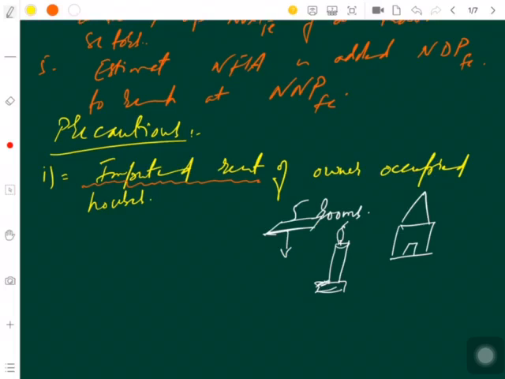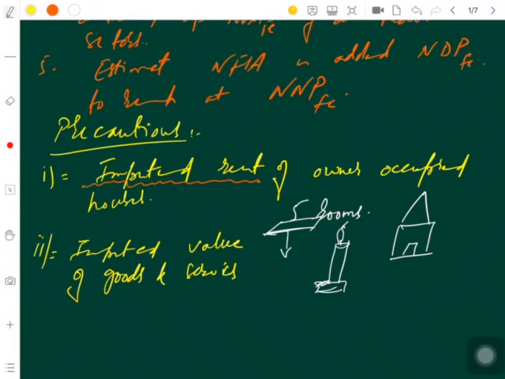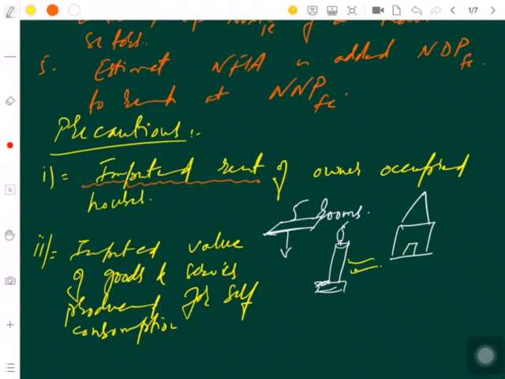The second precaution we have to take is the imputed value of goods and services produced for self-consumption. See, in this case, I am producing candles. And on a day when we have power cuts, when we don't have electricity, I am lighting a few candles from my own production, so I am using up the goods and services I have produced. So this is the imputed value of goods and services produced for self-consumption, not only for self-consumption, but also if it is made for free distribution.